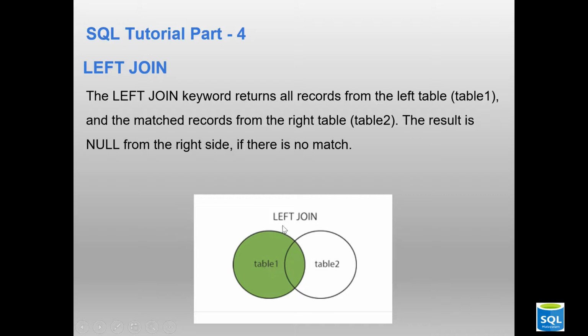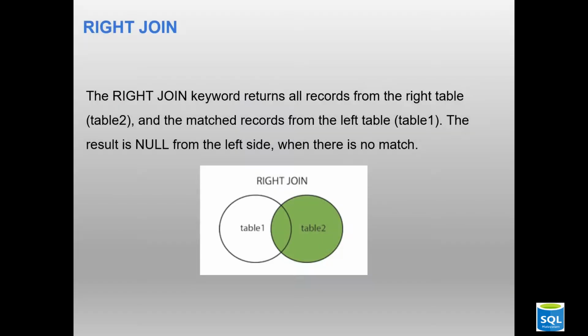When I use left join, it will return all the records from the left table and the matching records from the right table. So if there is no match, the corresponding columns from the second table will be null. So that's the use of left join. Come to the right join.